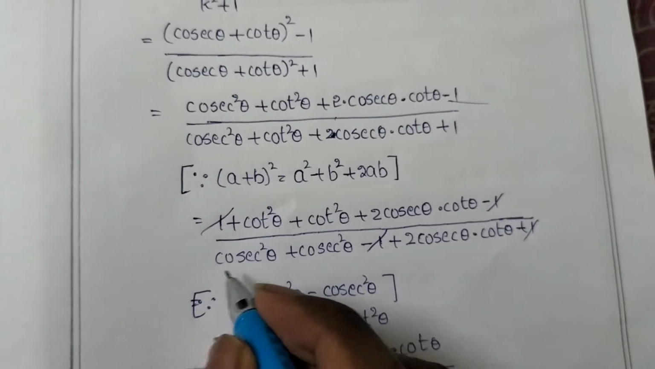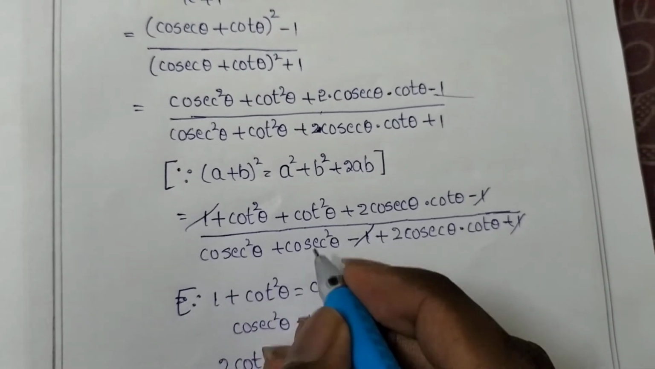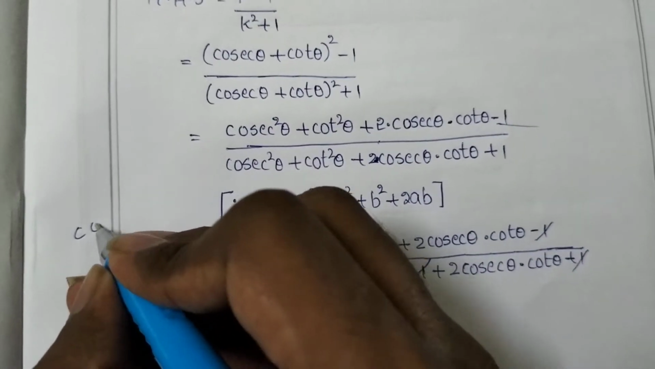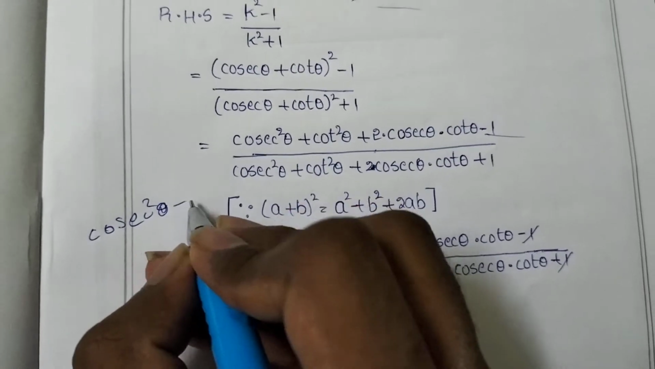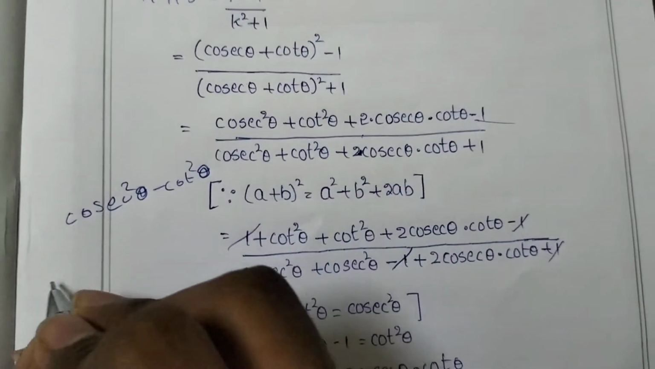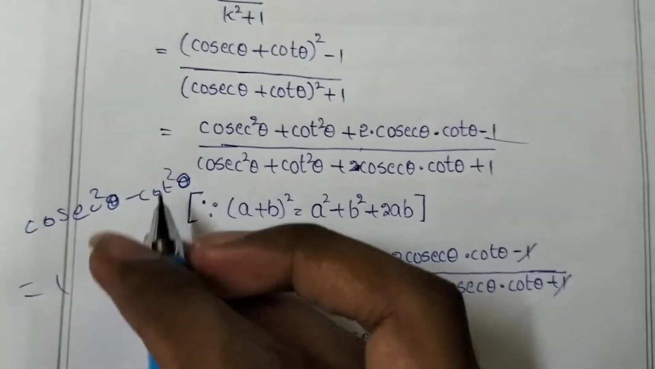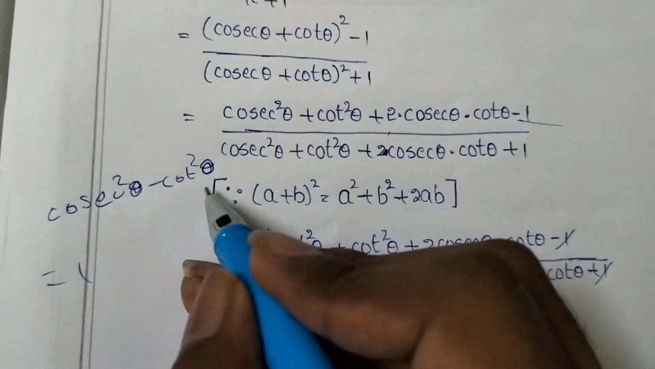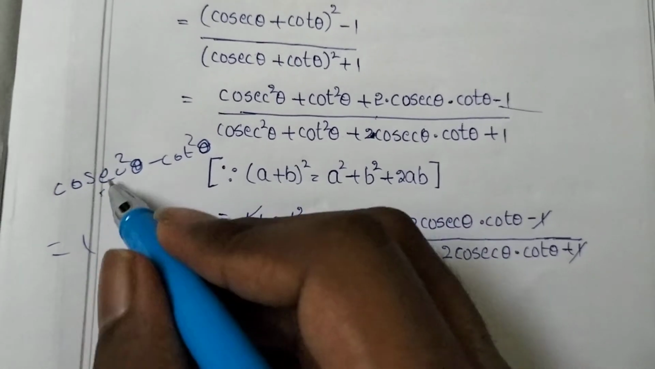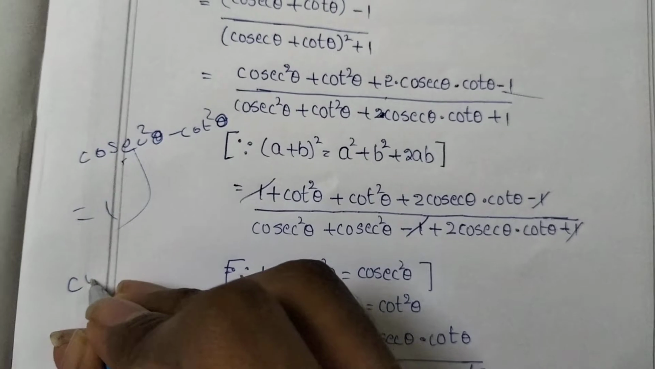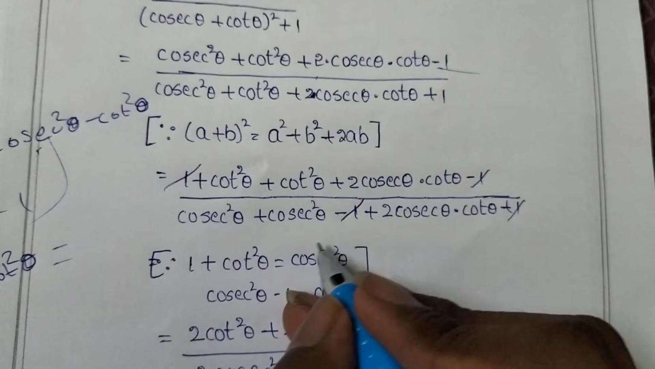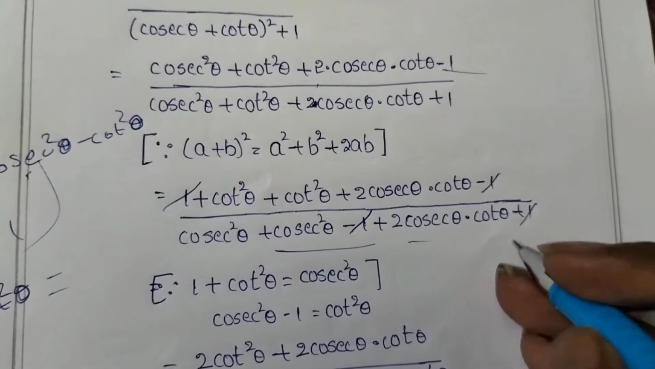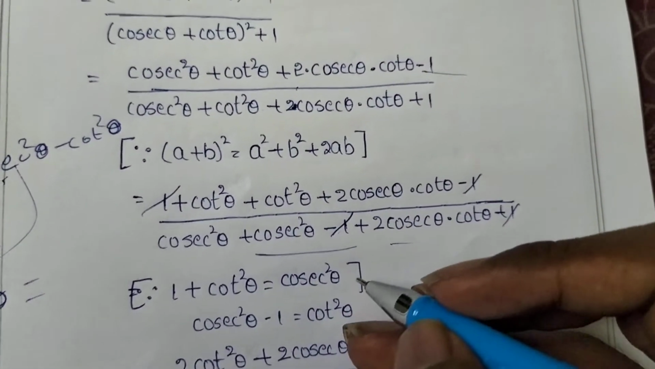Now here I am not changing cosecant square theta. Here I am changing cot square theta as cosecant square theta minus 1. Why? Because identity number 3: cosecant square theta minus cot square theta is equal to 1. Now we need cot square theta, so transposing cosecant square theta to this side, cot square theta is equal to cosecant square theta minus 1, plus 2 cosecant theta into cot theta. Here, the 2ab.